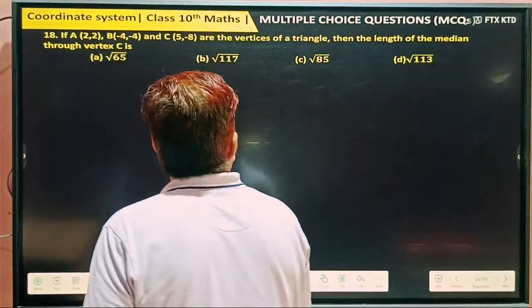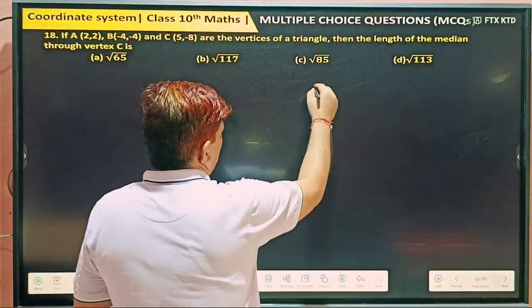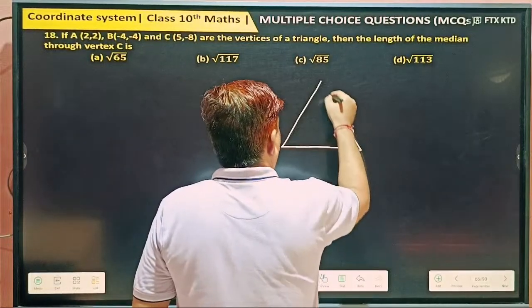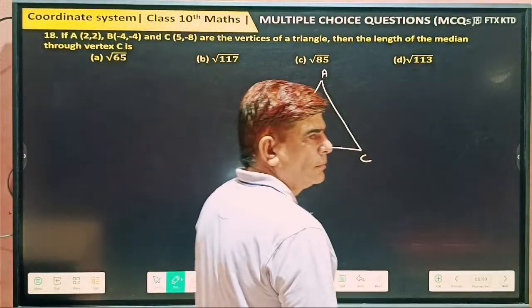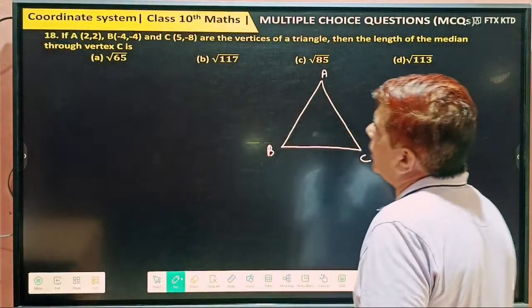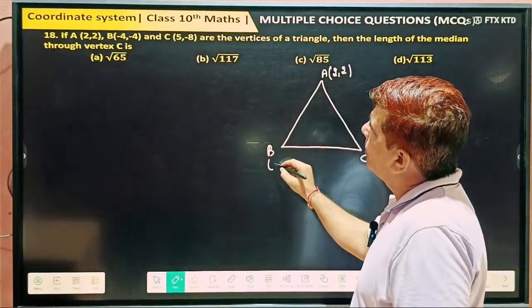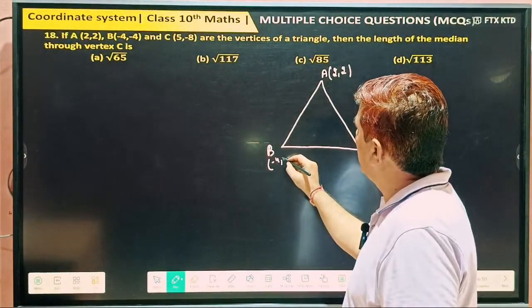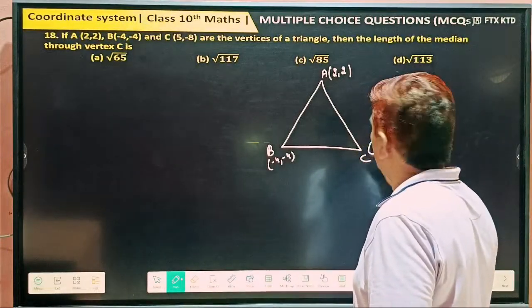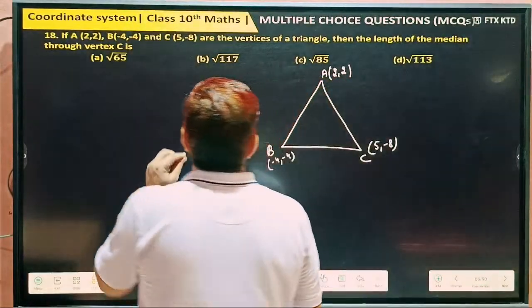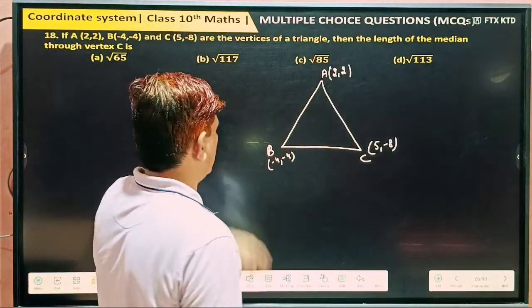18. A, B, C are the vertices of a triangle. Then the length of the median through the vertex. This is important. Understood this? Coordinate of A are 2, 2. Coordinate of B minus 4, minus 4. Coordinate of this point C 5 and minus 8. A, B and C are the vertices of a triangle, I have written. Then the length of median through the vertex C.